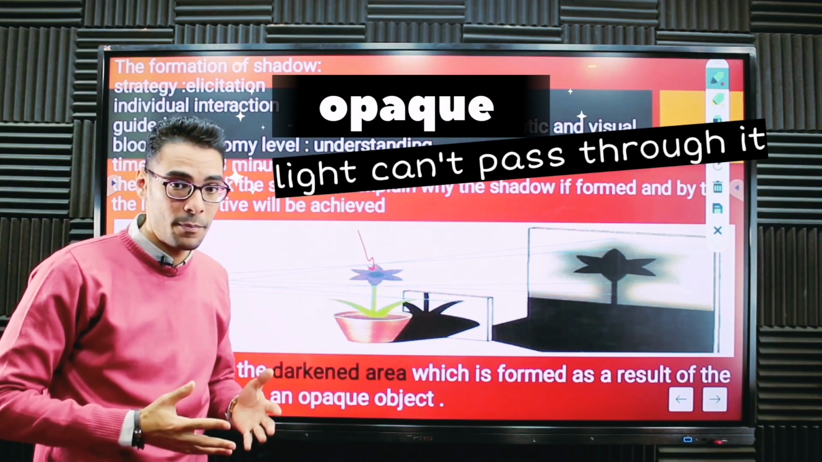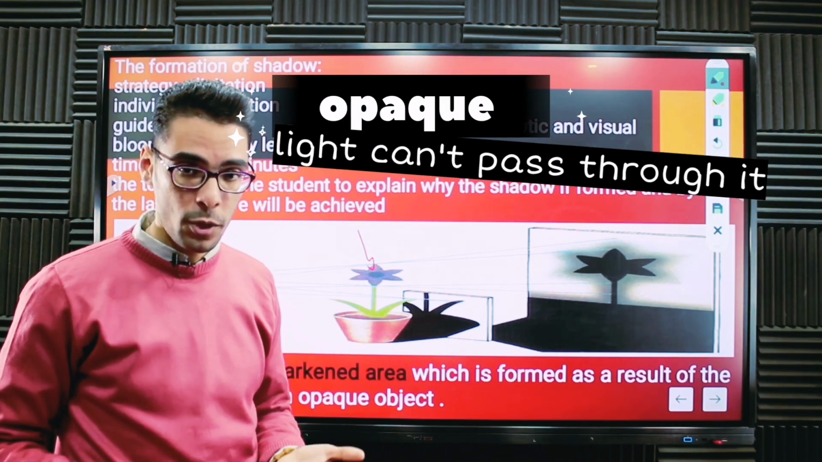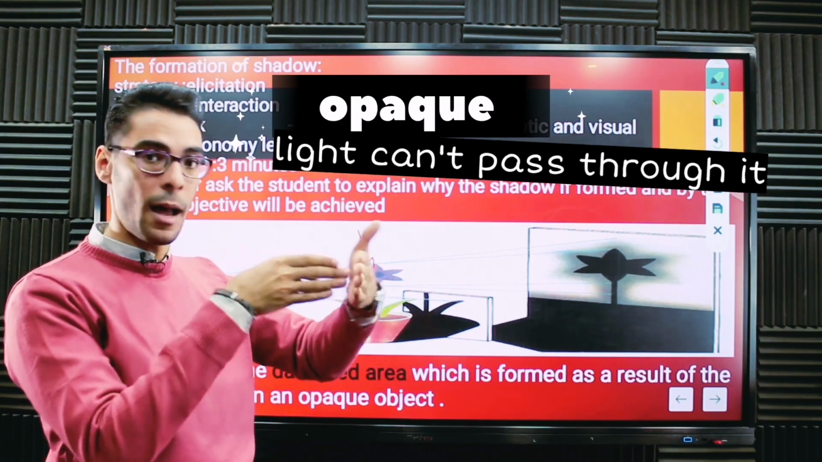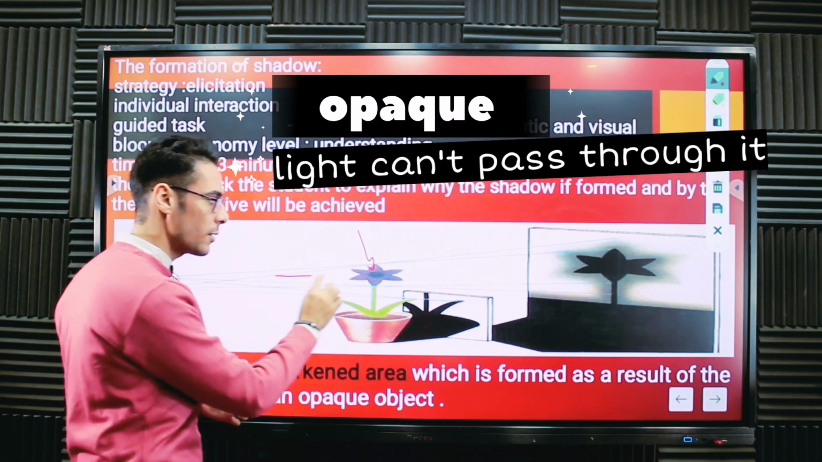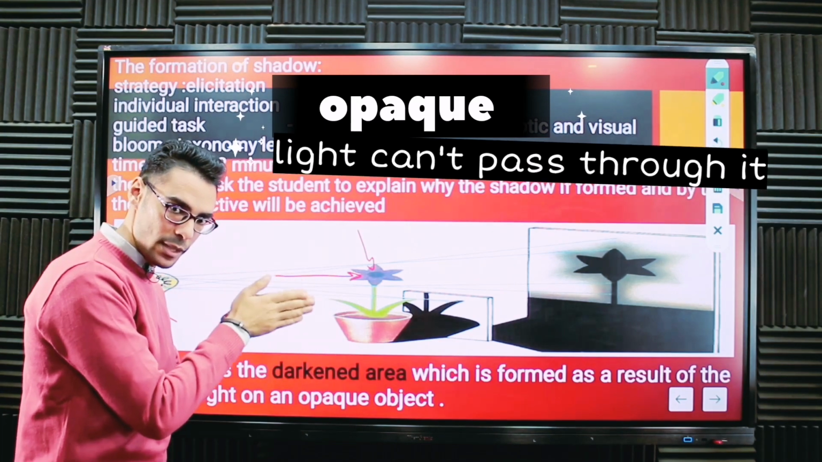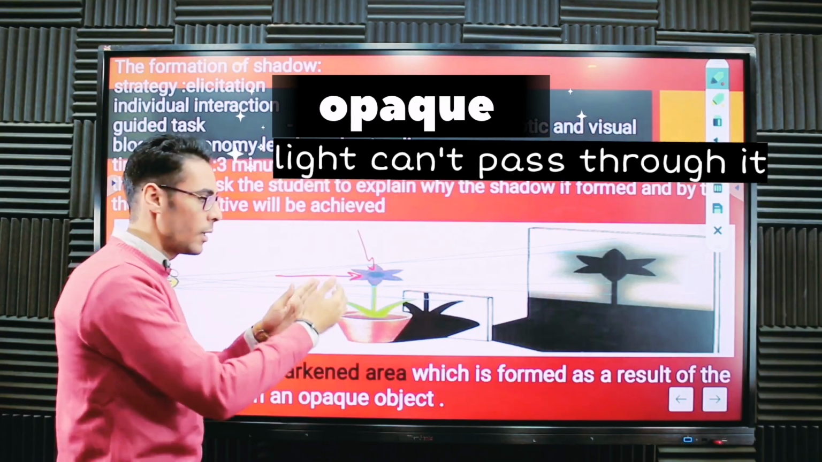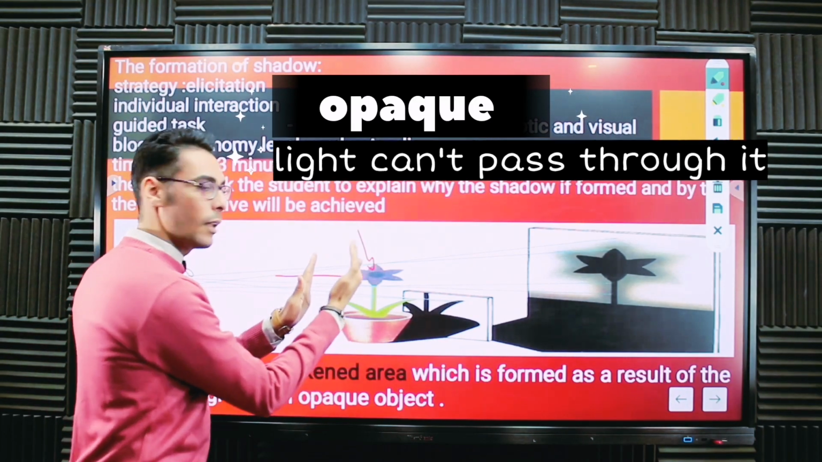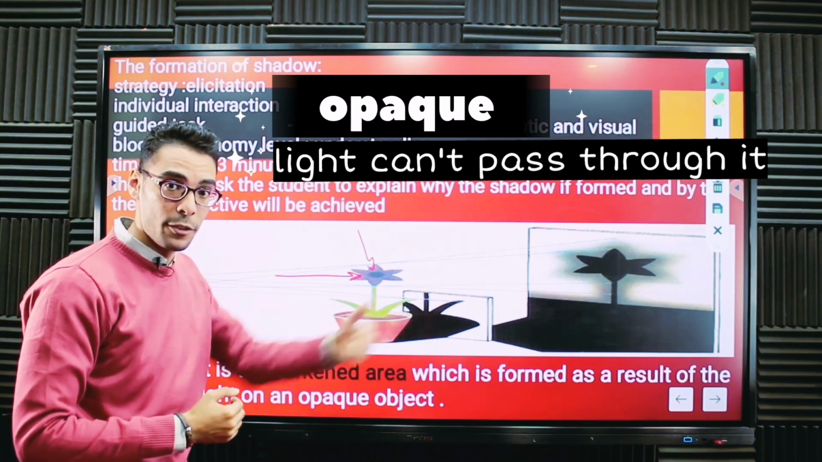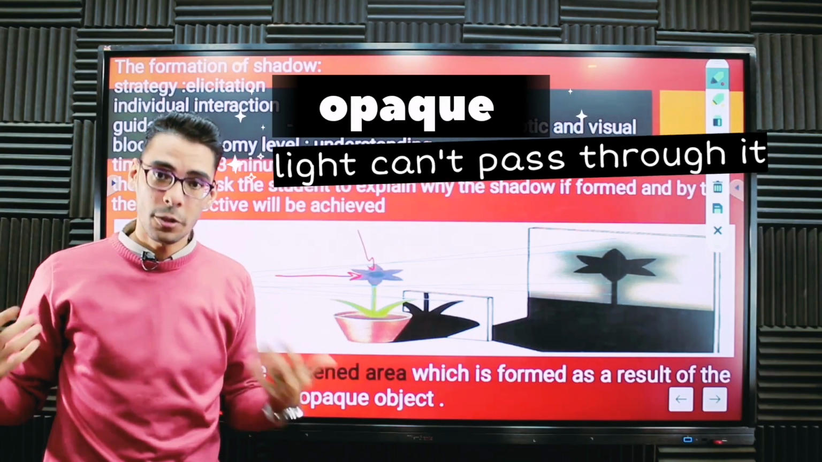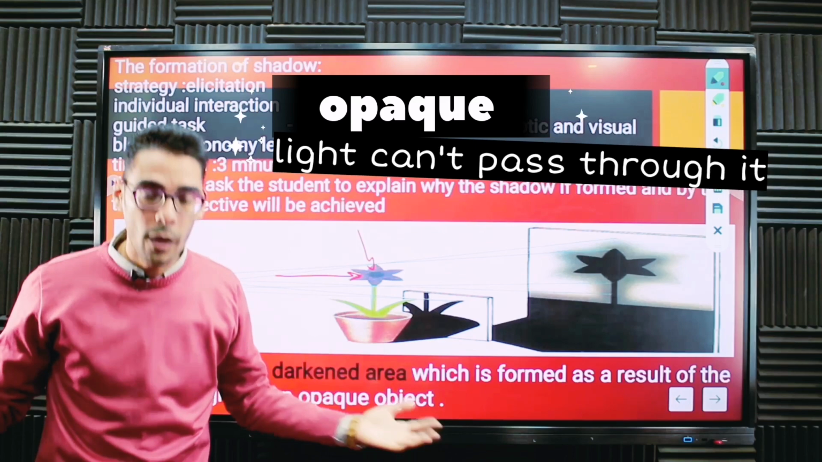Because it depends. If it's an opaque object, opaque means the light cannot pass through it, okay? The light stopped at this point. When the light rays are passing from this side, they face an opaque object and they stop. It means this object blocked the light rays from traveling to the other side. This is what is meant by opaque. Other objects are transparent, but this one is not one of them.